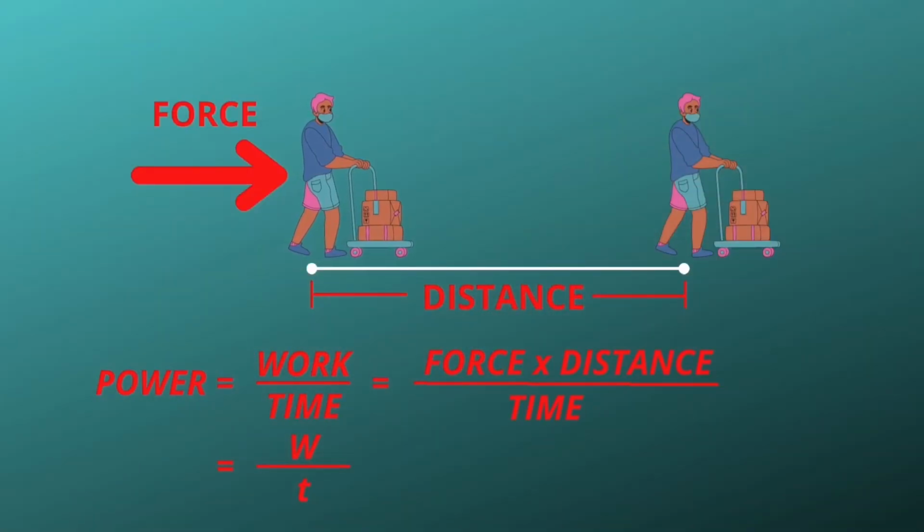Work, guys, has the formula force applied multiplied by the distance. As you can see in the image, the man exerts force to push the cart over a distance. If you multiply the force times the distance, that is the formula for work. So if you have work at a given time, then you will get the power in joules per second.